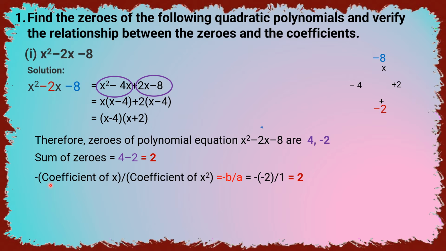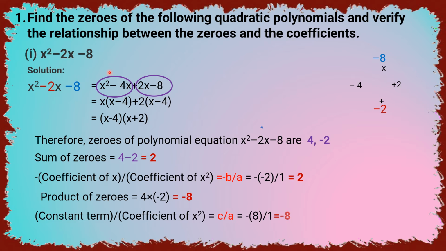Now let us find the product of the zeros. The product 4 into minus 2 is equal to minus 8. Now here, c by a, the product of zeros, is equal to the constant term divided by the coefficient of x square, that is c by a, which is minus 8 by 1, that is also equal to minus 8. Hence verified.